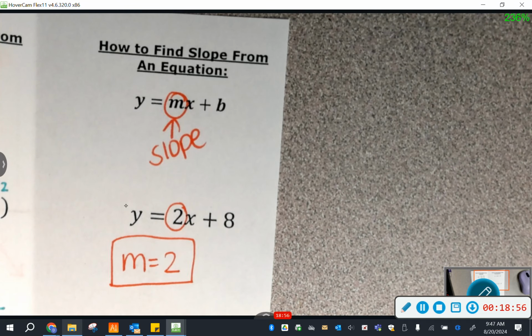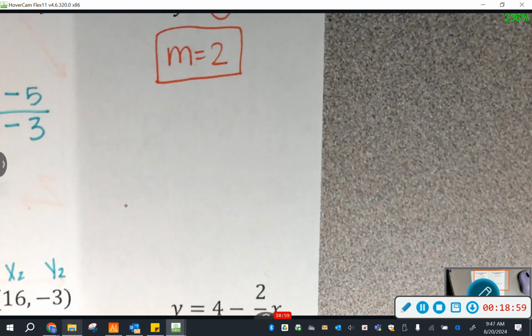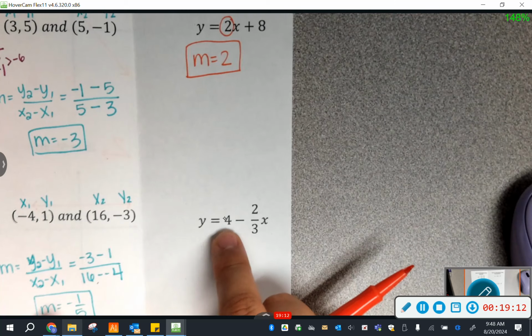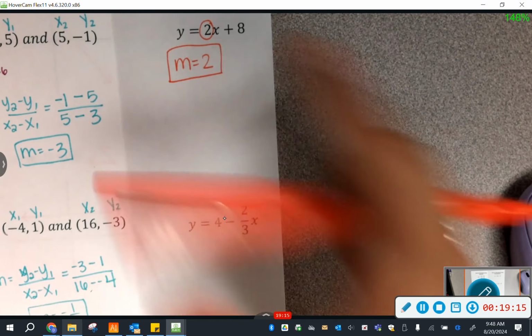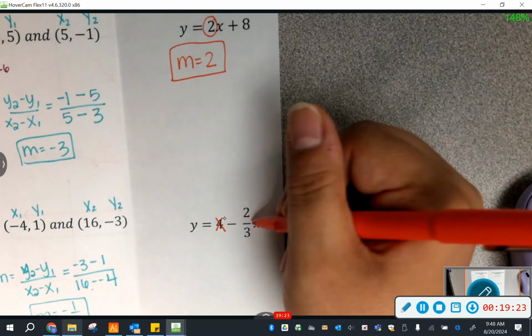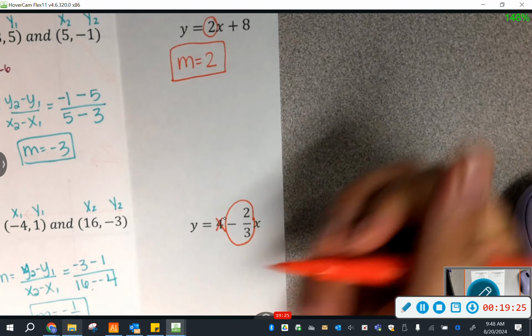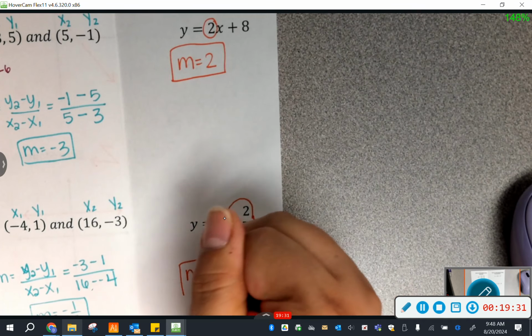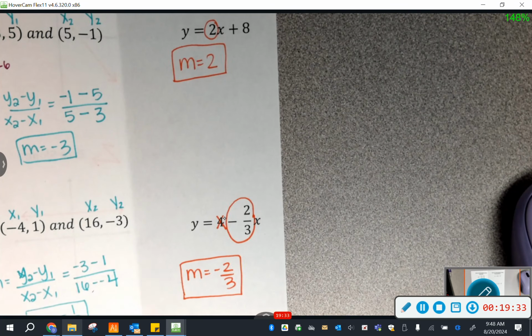Am I going to give you something that easy on the test? Maybe. Why not? Probably will look a little bit more like the second one. So be careful. What's my slope on this second one? Ooh. Be careful. Is it 4? No, everybody always tells me, oh, it's 4 because it's the first number. 4 is not with x. It's not 4. Is it 2/3? Don't forget the negative in front. It's negative 2/3. You see how that can be a little bit tricky with that negative?